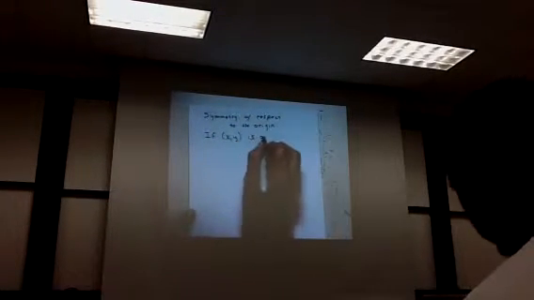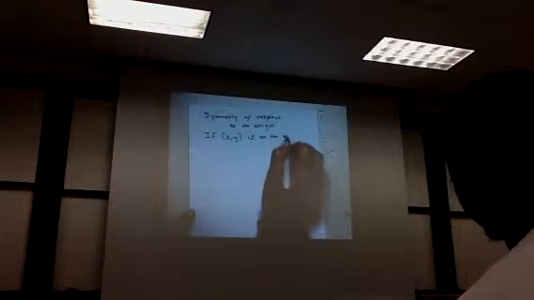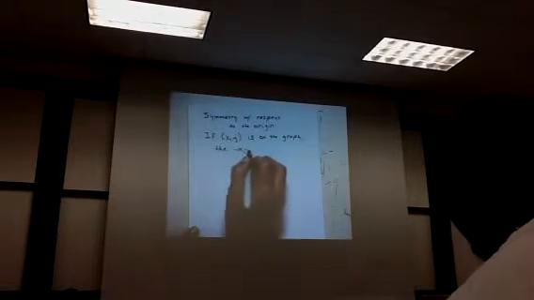Symmetry with respect not to the x-axis or the y-axis, but to the origin. This is a little bit harder to visualize, but the strategy is simple. If any point x, y is on the graph, then negative x, negative y has to be on the graph.